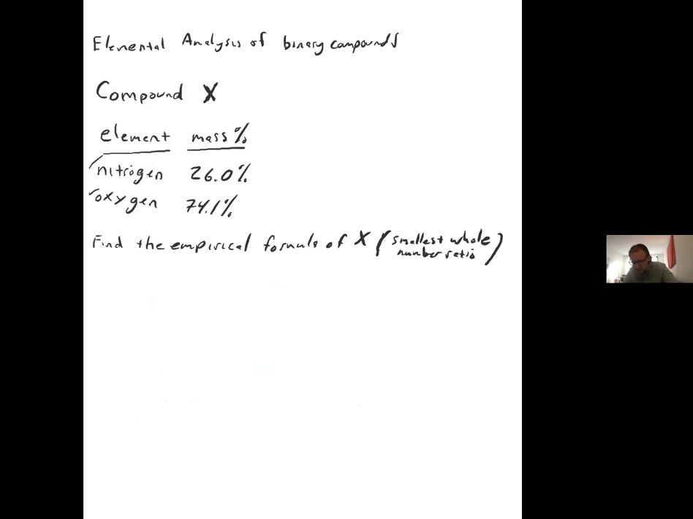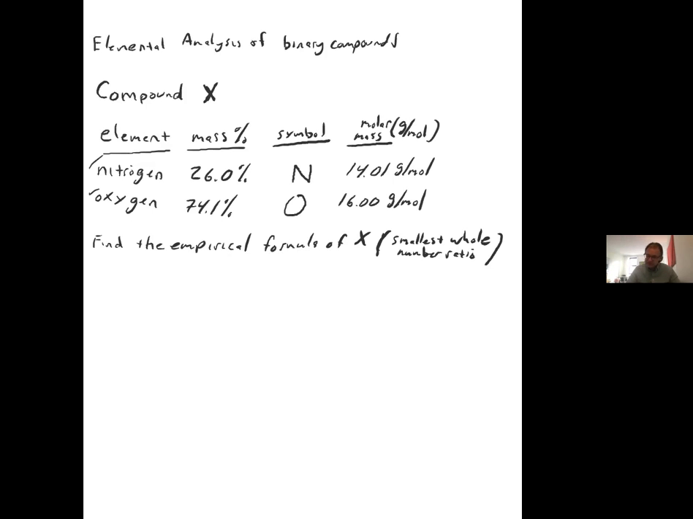You look up each element. So nitrogen is N, right? So you look that up. That's the symbol. And then you look up its molar mass from the periodic table. Remember, the molar mass is in grams per mole. That's the units. How many grams 1 mole weighs? So you look it up for nitrogen, and it's 14.01 grams per mole. You look up oxygen. Oxygen is O, and its molar mass is 16.00 grams per mole. Okay, so those are the molar masses of the two elements.